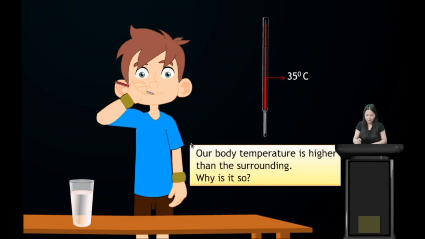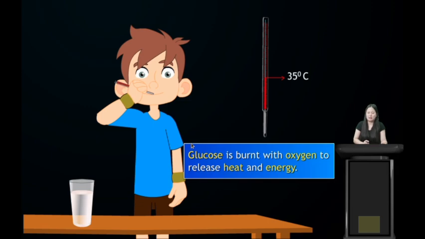Yes, students, let us see. You were correct. In our body, there is combustion taking place. It is because here we see glucose is burned with oxygen to release heat and energy. And this process takes place inside our body. You have already learned in lower classes, glucose burned with oxygen to release heat and energy. And that is why we observe that our body temperature is higher than the temperature of the surrounding.